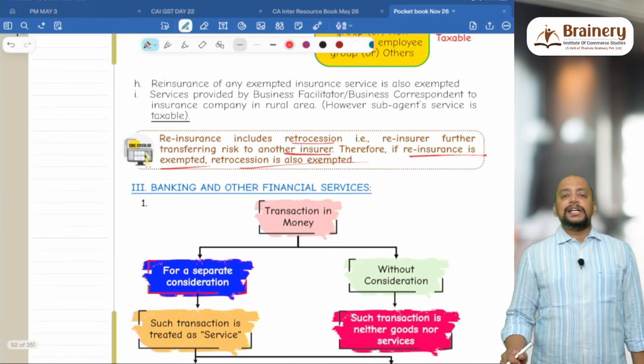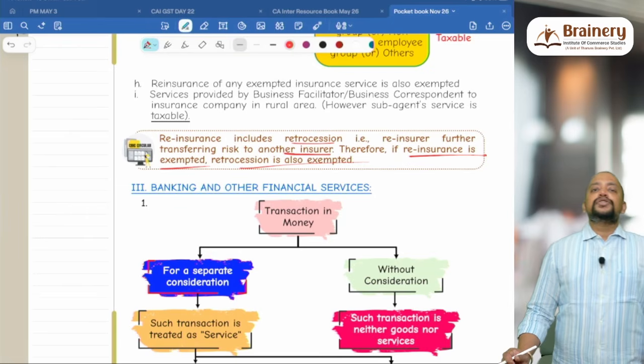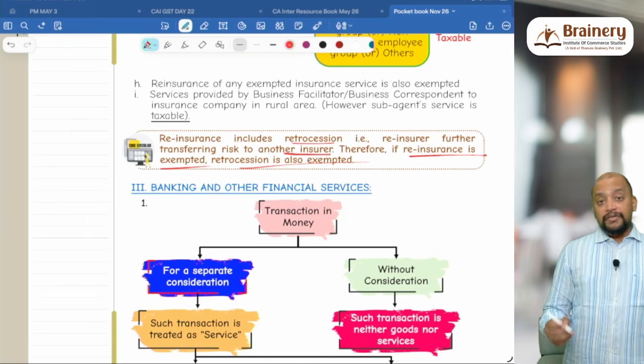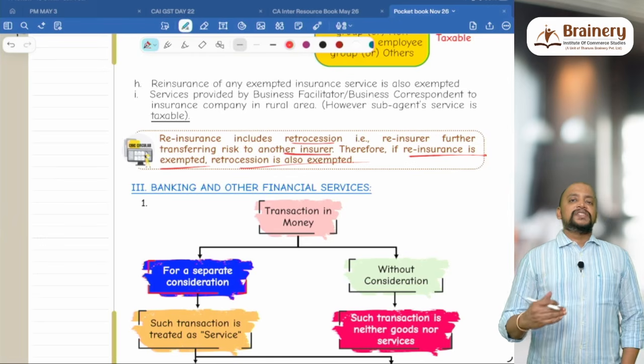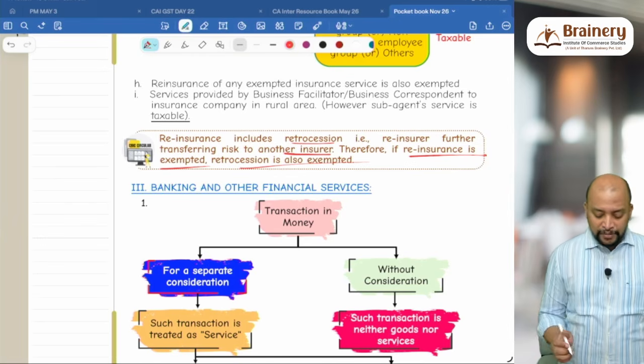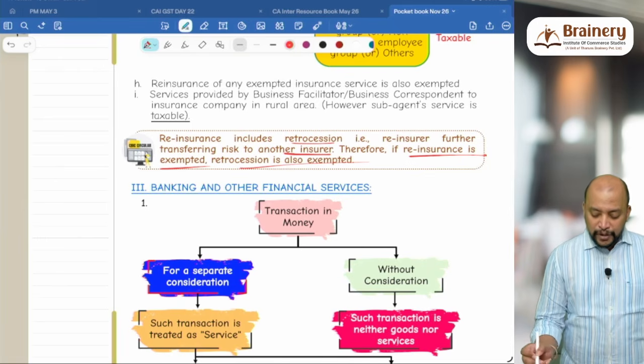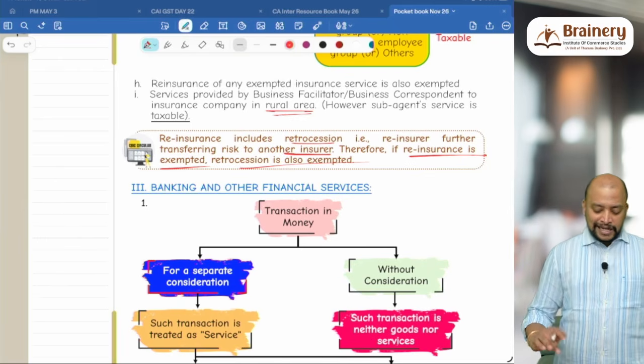Then business facilitator or business correspondent of an insurance company who is earning commission from rural area branch is exempted. However, subagent of that business facilitator or business correspondent is not exempted. So that is taxable. Only business facilitator or business correspondent to insurance company in rural area is exempted.